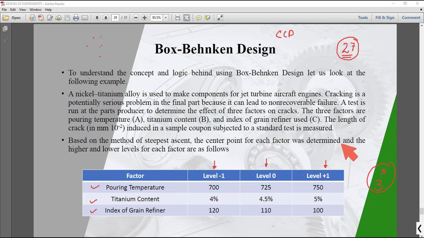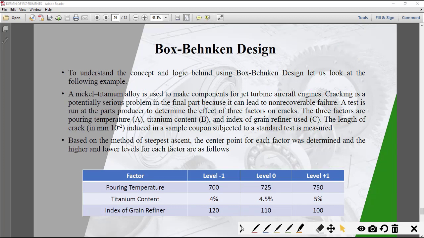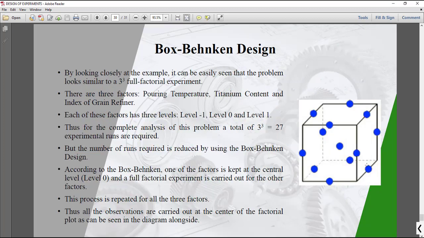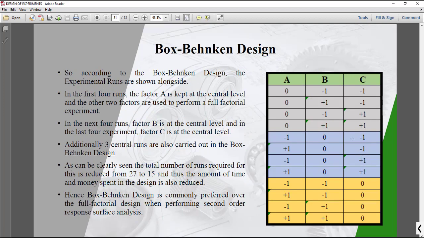What did Box-Behnken say? Box-Behnken said that to find out the equation of the curve in minimum number of experimental runs, you should take these 3 factors and keep one of the factors at the central level and perform the factorial experiment for the other 2 factors. Okay, what does this mean? See, understand this. There is ABC. What are the values of A, B and C? The values of A, B and C are -1, 0 and 1.